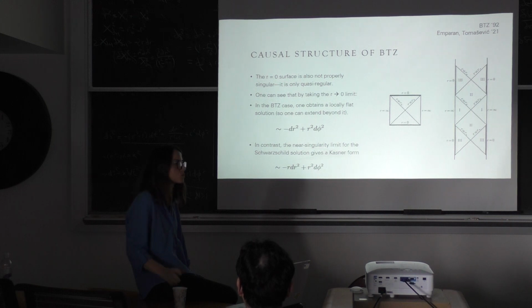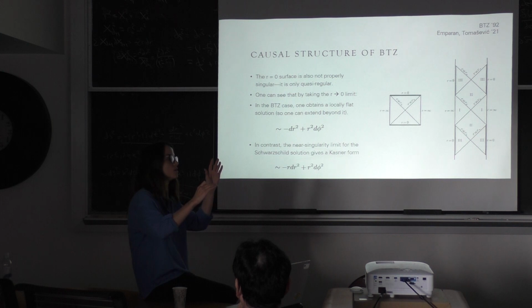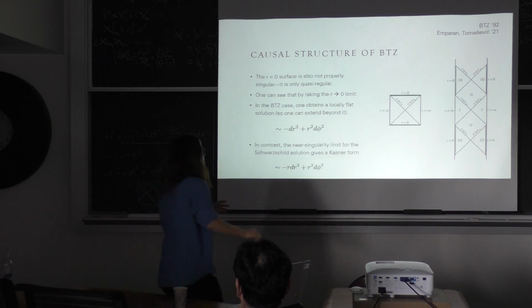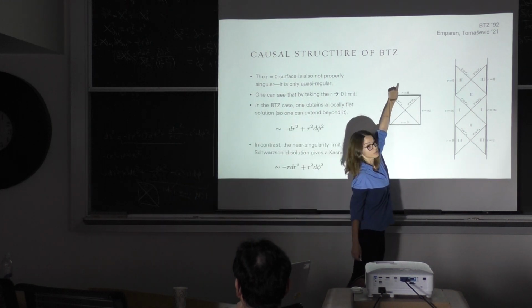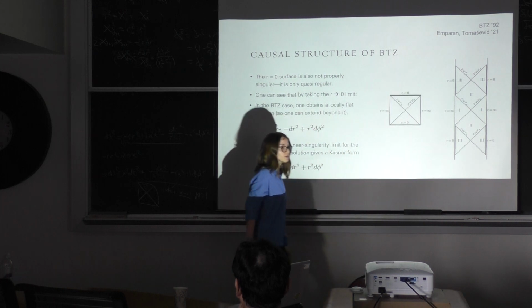Maybe could you say what quasi-regular means? So quasi-regular means that only a certain set of null geodesics doesn't get to cross this r equals 0 surface, but everything else does. So for instance, you could find time-like geodesics that very easily cross from this region across this other into the CTC region.